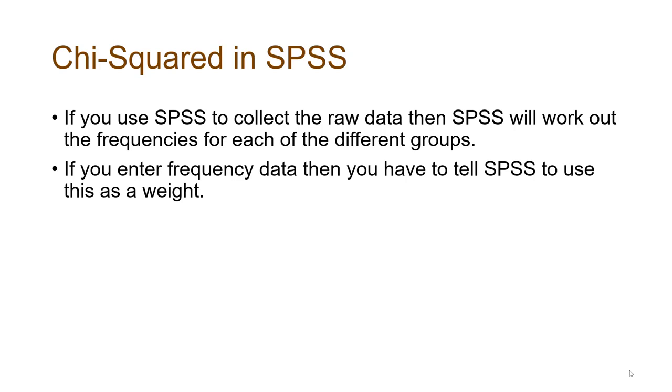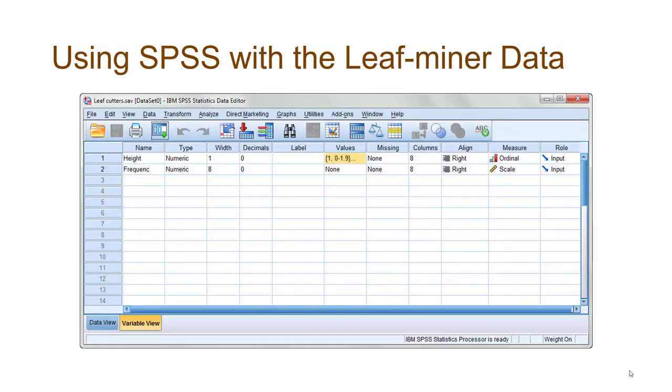You can carry out these tests in SPSS. If you use SPSS to collect the raw data, then you would have a line for each of the leaf miners telling you which of the different heights you recorded it in. But what you're more likely to get is a summary set of statistics, a total for each of those different heights, like the summary table I showed before. Here is the variable view for a data set. It's got heights, where 1 is 0 to 2 meters, 2 is 2 to 4 meters, 3 is 4 to 6 meters. And then you've got frequency.